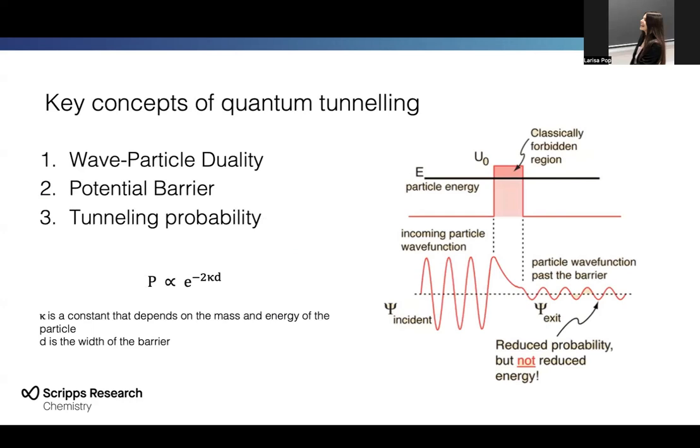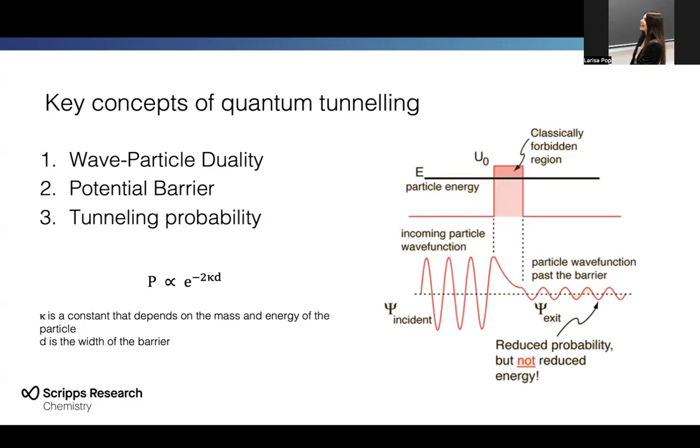Second, we have the potential barrier. Imagine a potential barrier, which can be thought of as a hill that a particle needs to get over. In classical mechanics, if a particle's energy is less than the height of the hill, it cannot cross over. However, in quantum mechanics, the particle's wave function does not stop at the barrier. Instead, it decays exponentially inside the barrier, but still has a finite probability of appearing on the other side.